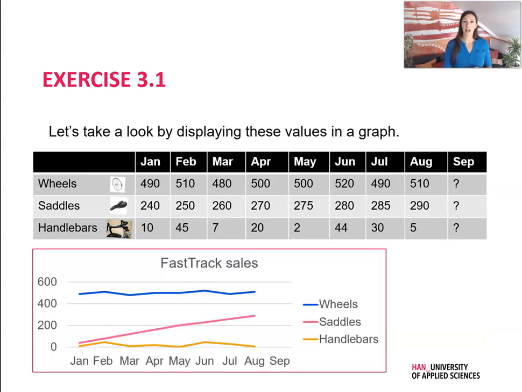As a first task, when you're forecasting an item, it is very helpful to actually display the past data in a graph. In this case, I've done it here at the bottom. You can see how the top blue line represents the past sales data of wheels. This pink, upward sloping, more straight line represents the past sales of saddles. And at the bottom, we have a slower moving item, which is the handlebars.